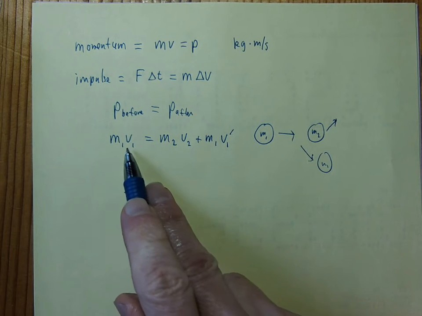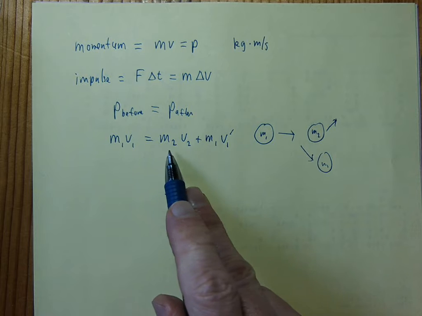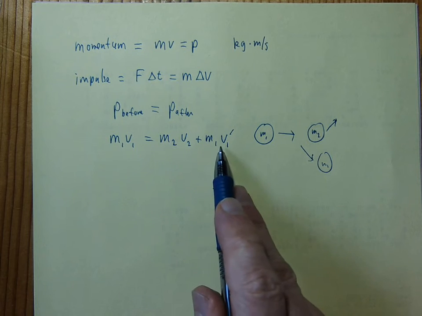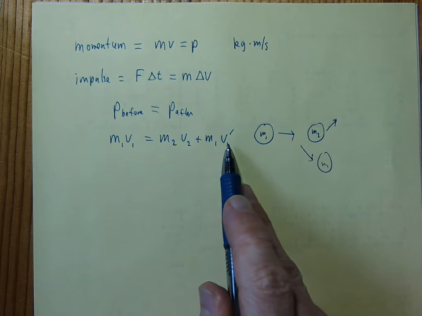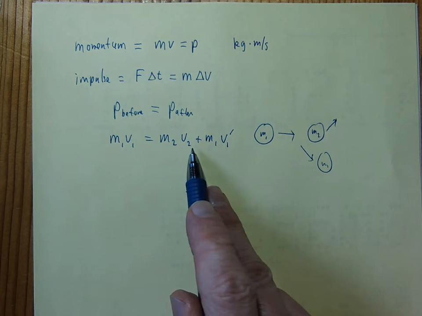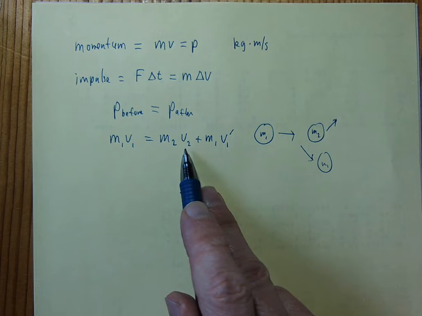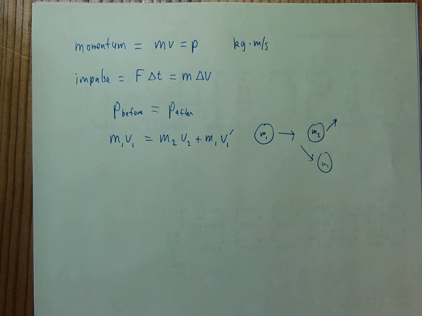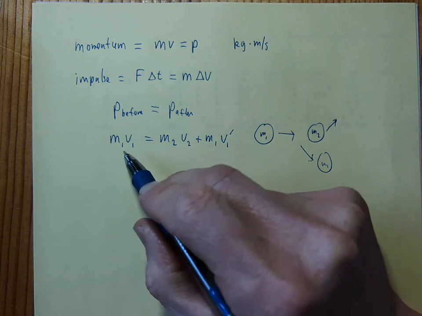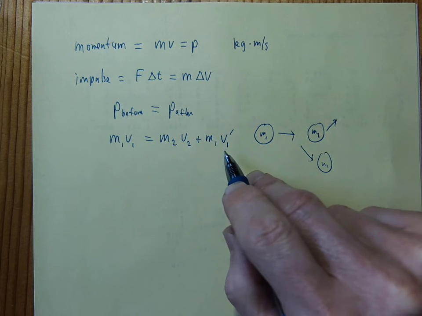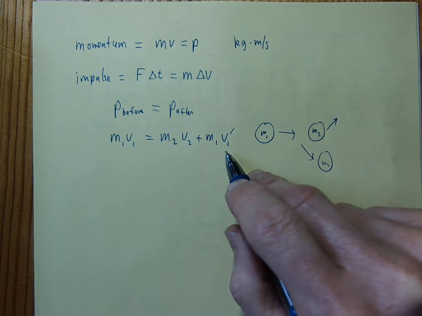So momentum before, which is only one moving, is equal to the momentum after. Now we have two things moving. M1 is still moving with a new speed, and M2 is now moving when it wasn't before. So that's kind of how you apply conservation of momentum. Momentum before is equal to momentum after. Okay, so that's the general idea.